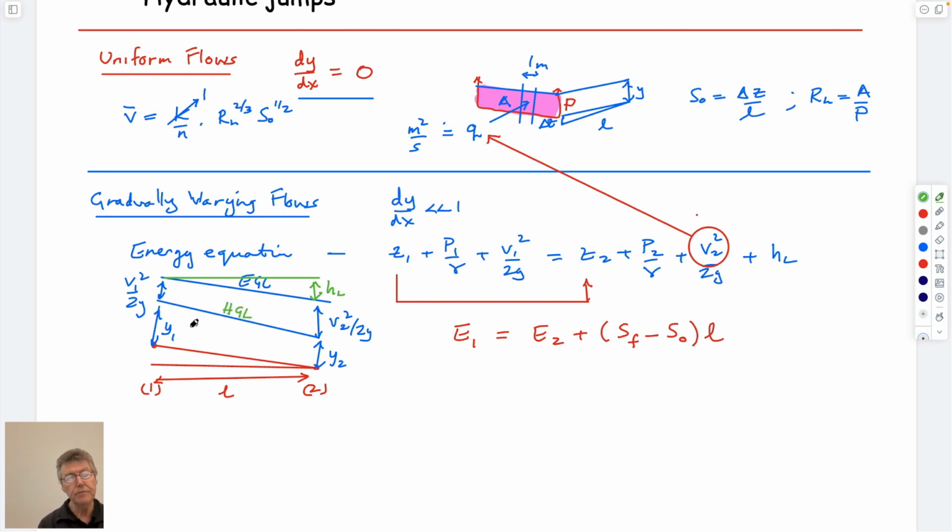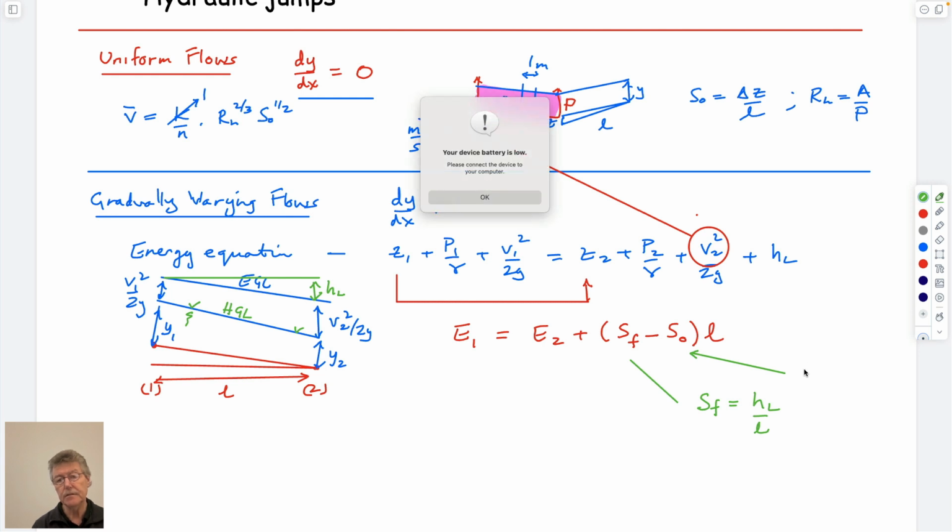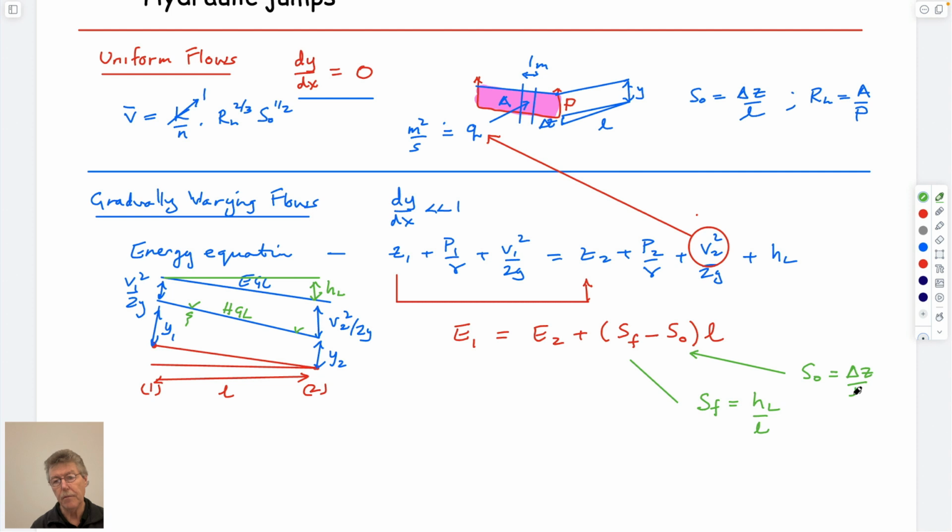Right? So this would be, I guess, the hydraulic grade line. We've seen all these terms before. This is the water surface going downstream. So by definition, these terms here are equal to the head loss divided by L. And this term here is negative, so it's better. This is slope, which is equal to delta Z over L. And this is delta Z, right?